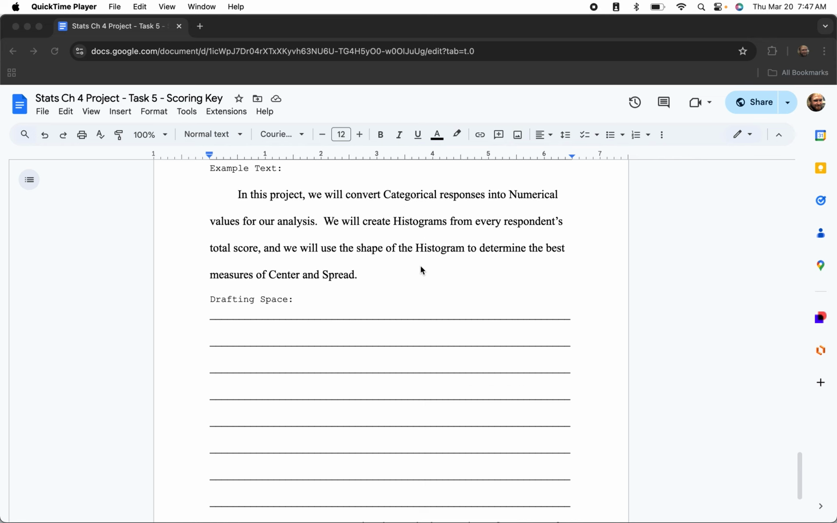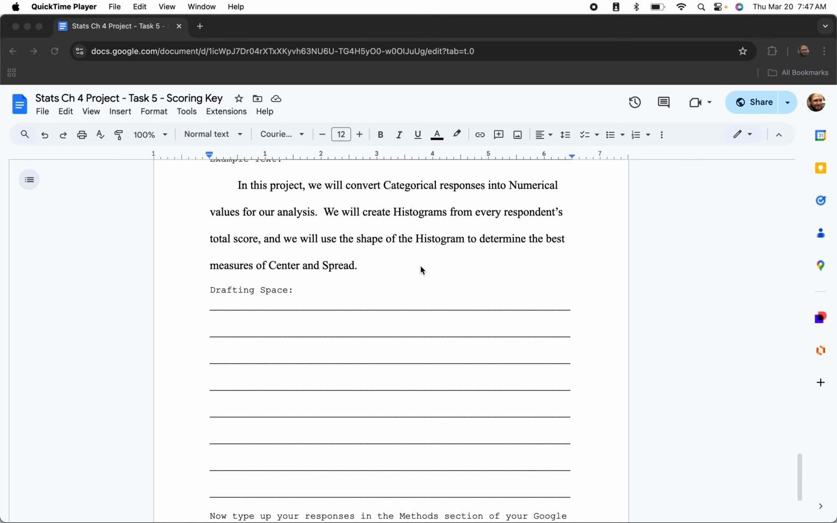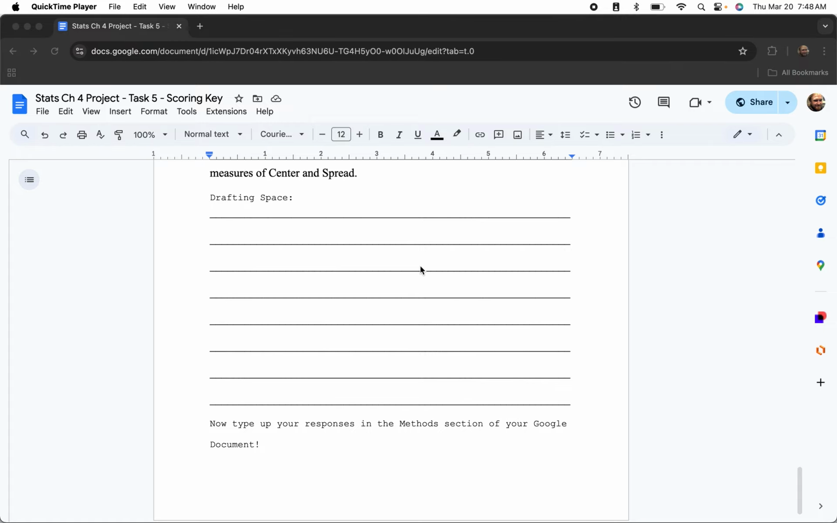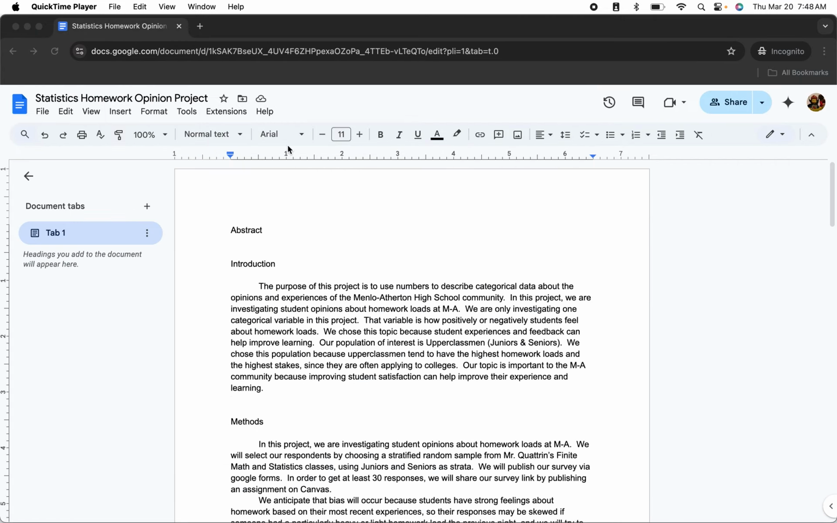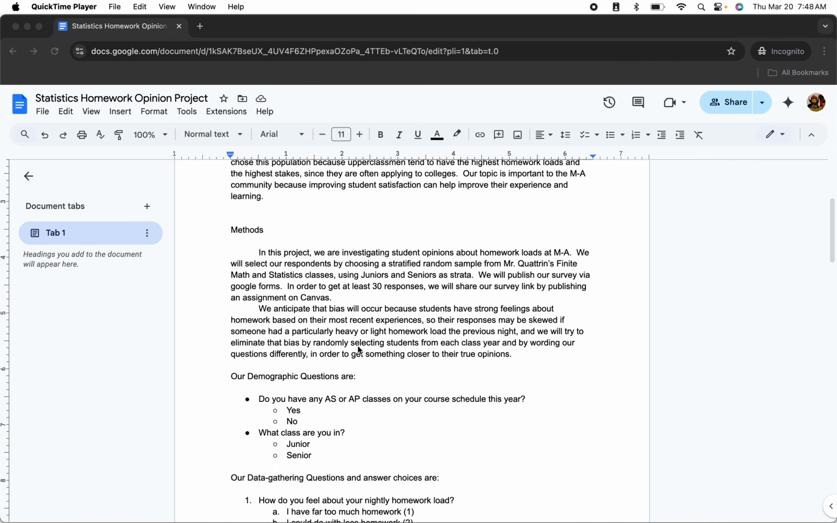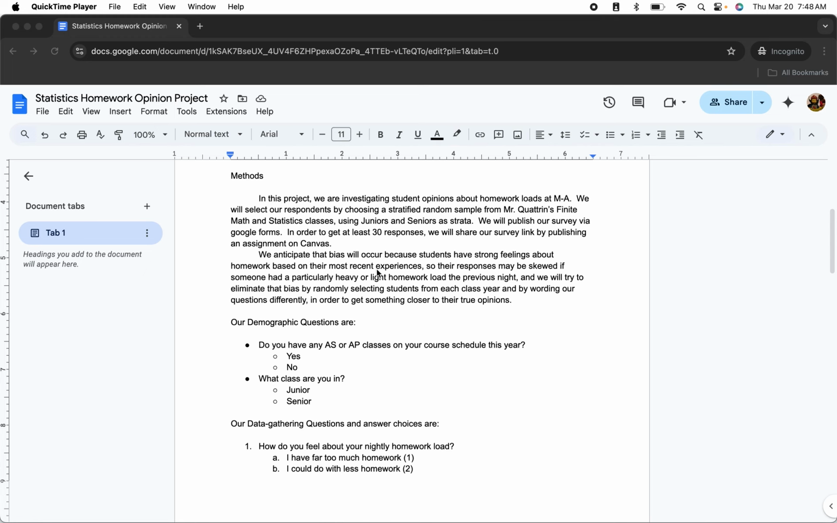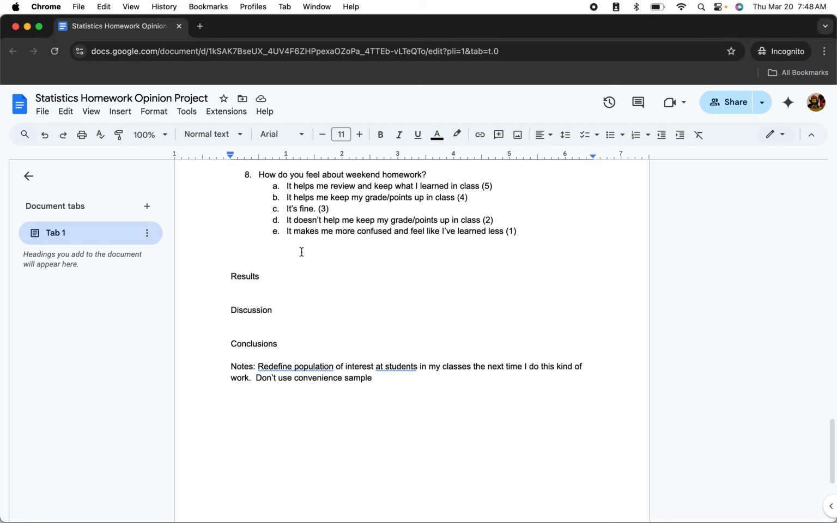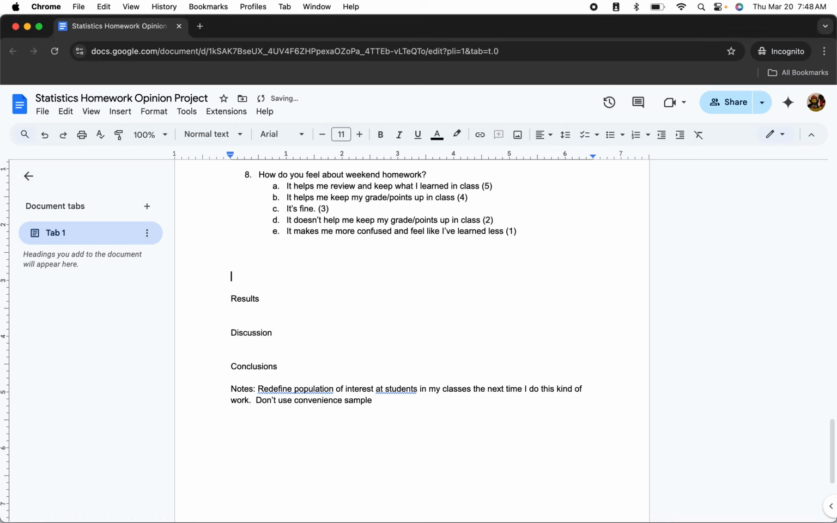And all of this goes into the methods section. In this project, we will convert categorical responses into numerical values for our analysis. We will create histograms from every respondent's total score, and we will use the shape of the histogram to determine the best measures of center and spread. So if we look at my example project here, we've already done all of the introduction. We are still working on the methods section. Again, the demographic questions are part of the methods, and so is the scoring key, because this is how we are doing the project. That's what the methods is about.